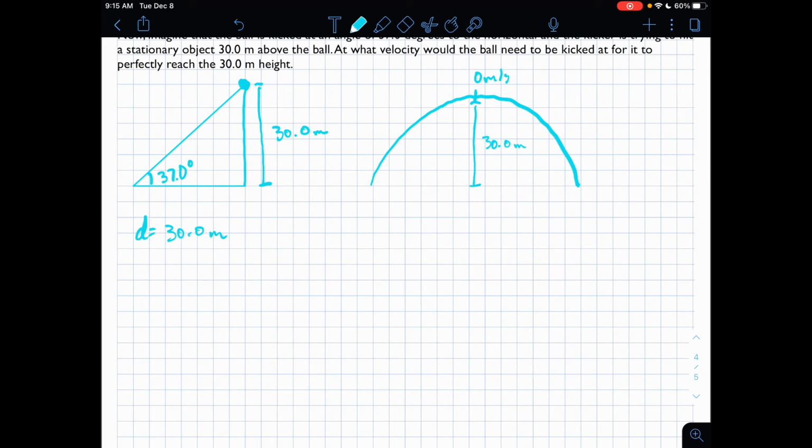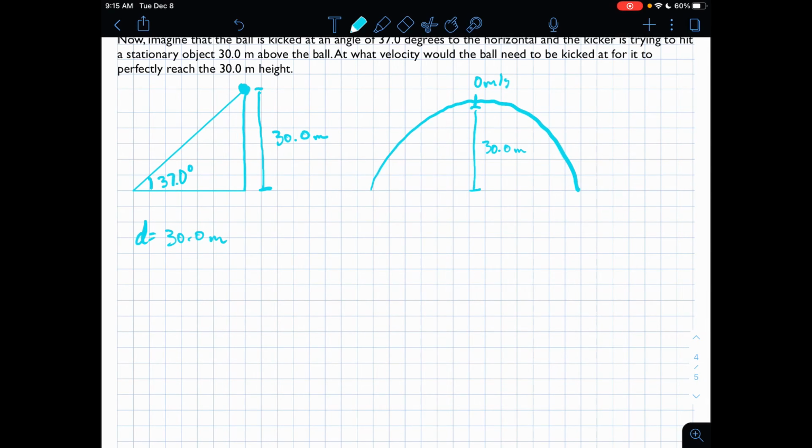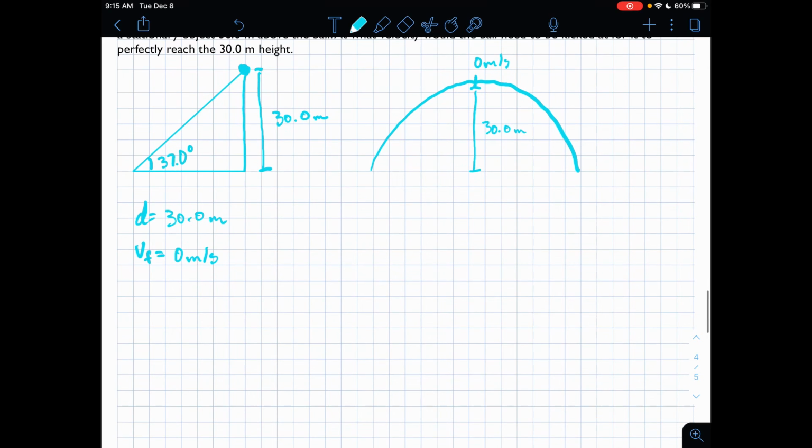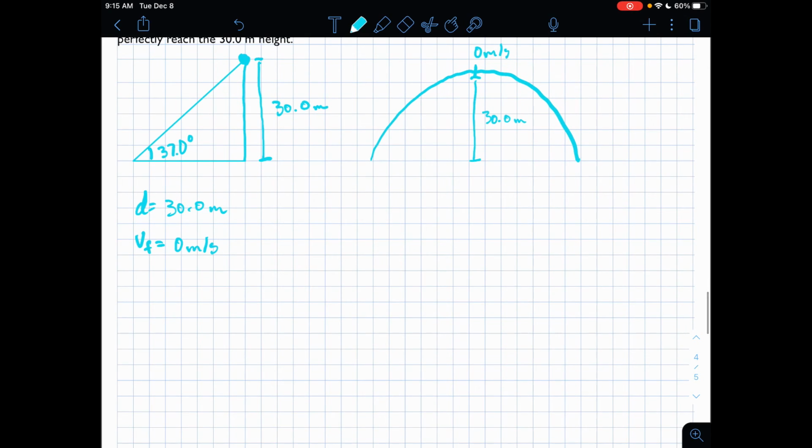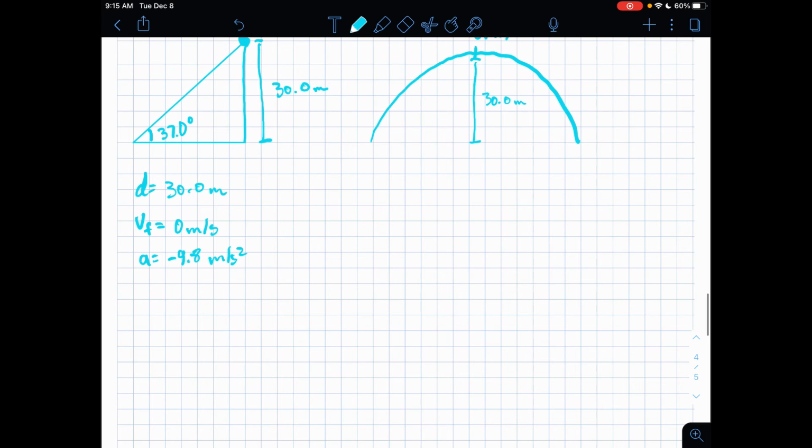Yeah, so when you're dealing with these tougher questions, if you're kind of confused at first, it's best to just write out all the information that you know, or sorry, all the numbers that you're given. So we're given the distance, the final velocity, etc. That'd be 0 meters per second. And of course, you know the acceleration of gravity, which is negative 9.8 meters per second squared.